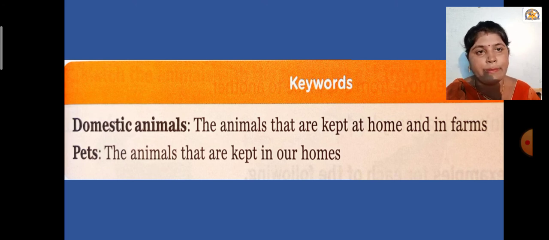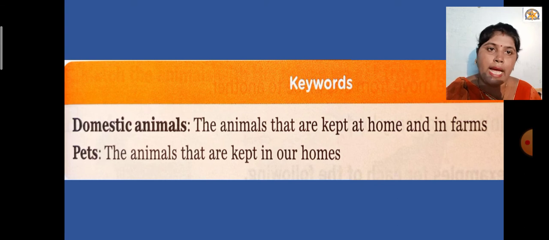Now pets. What is meant by pets? The animals that are kept in our homes, they live like a family member. They play with us, eat with us, sleep with us, living with us like a family member. So they are the pets. We can keep a cat, dog, fish, or parrot, or birds also as pets. Or some people keep fishes also.